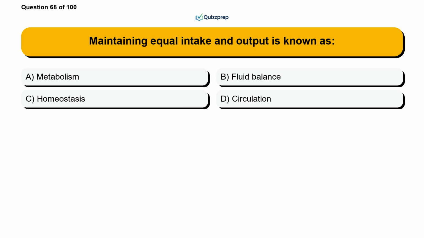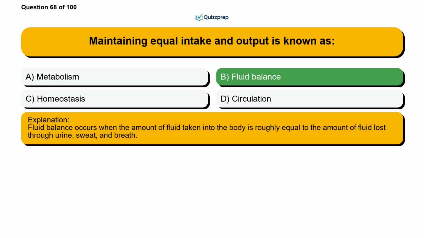Question 68. Maintaining equal intake and output is known as option A, metabolism, option B, fluid balance, option C, homeostasis, option D, circulation. The correct answer is option B, fluid balance. Fluid balance occurs when the amount of fluid taken into the body is roughly equal to the amount of fluid lost through urine, sweat, and breath.